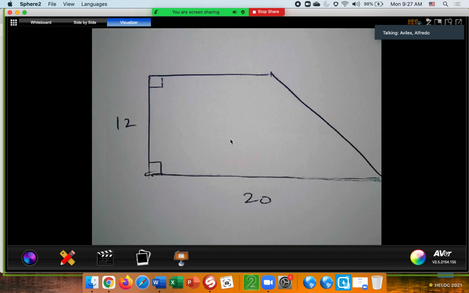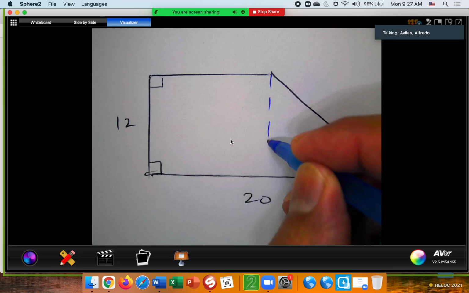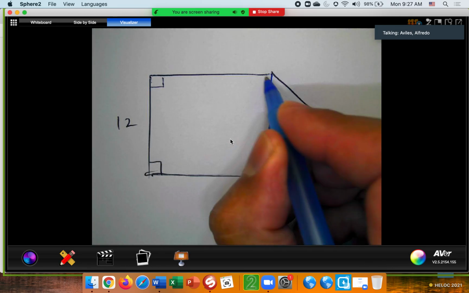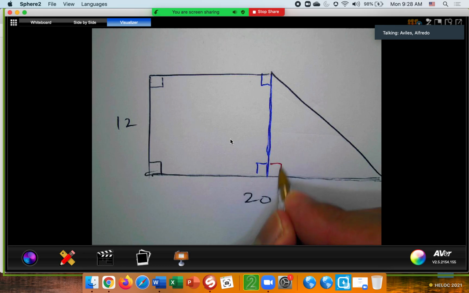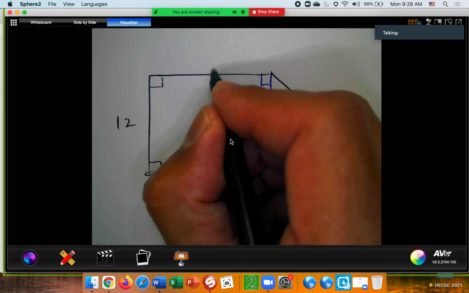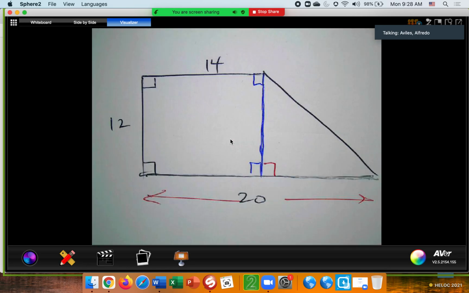So what did I tell you to do? This part right here, complete it. Sometimes it'll be a square, sometimes it'll be a rectangle. And these are going to be 90 degrees. But more importantly, this one's going to be 90 degrees. Remember, this whole distance is 20. Oh, I need to give you another number. I forgot. Let's say this is 14, sorry. I missed the number. Okay.